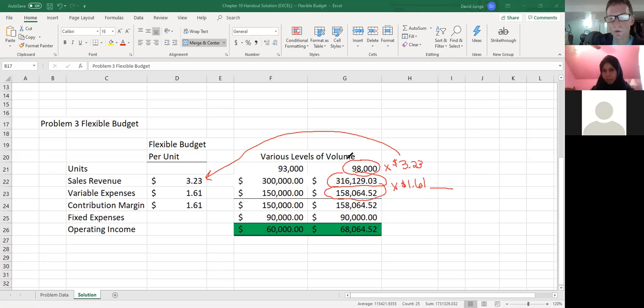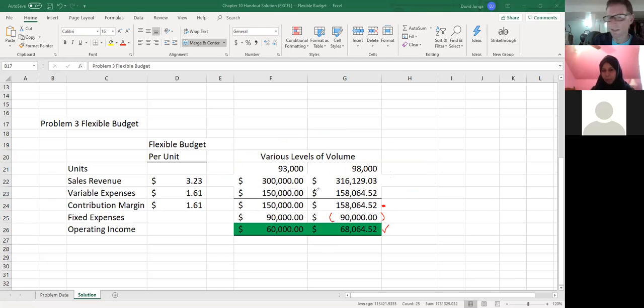And this is just the rules of cost behavior. Once we've done that, you'll note that you can then get your contribution margin. And of course, you already know your fixed costs. You just subtract those out. And of course, you would have 68,064 and 52 cents as your answer.